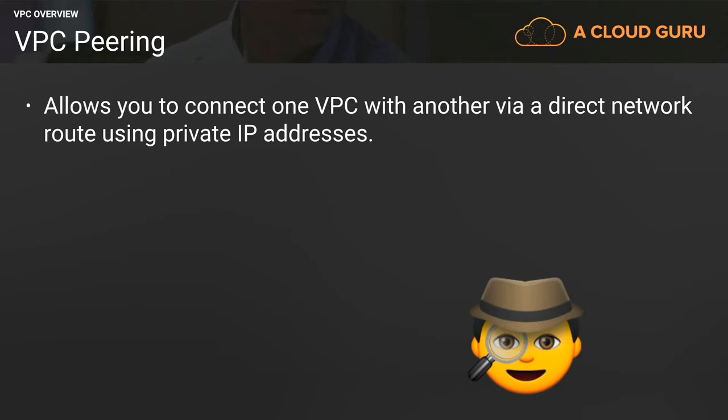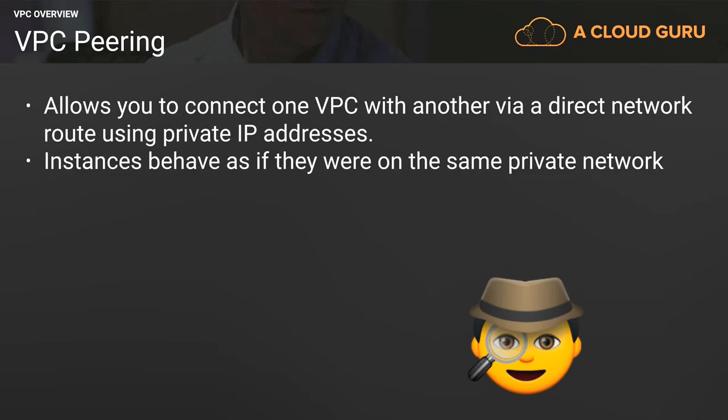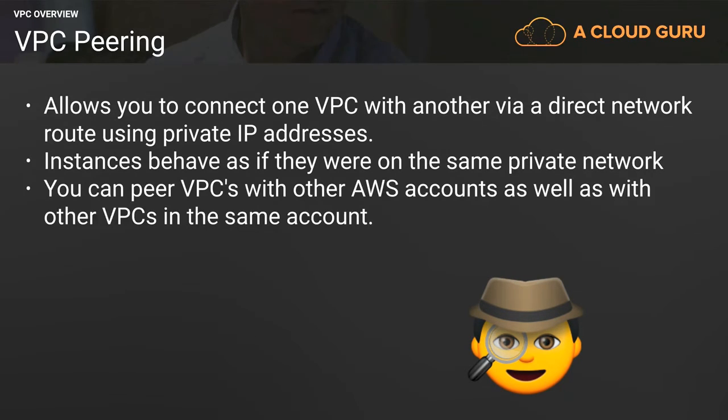So I could have an instance on one subnet inside a different VPC that could communicate to another instance inside another subnet inside another VPC, and that would do that over a private IP address. Instances behave as if they are on the same private network when you peer VPCs, and you can peer VPCs with other AWS accounts as well as other VPCs within the same account. So you can have a completely separate AWS account with a completely separate VPC, and you are able to peer directly to that VPC in that other AWS account as well.